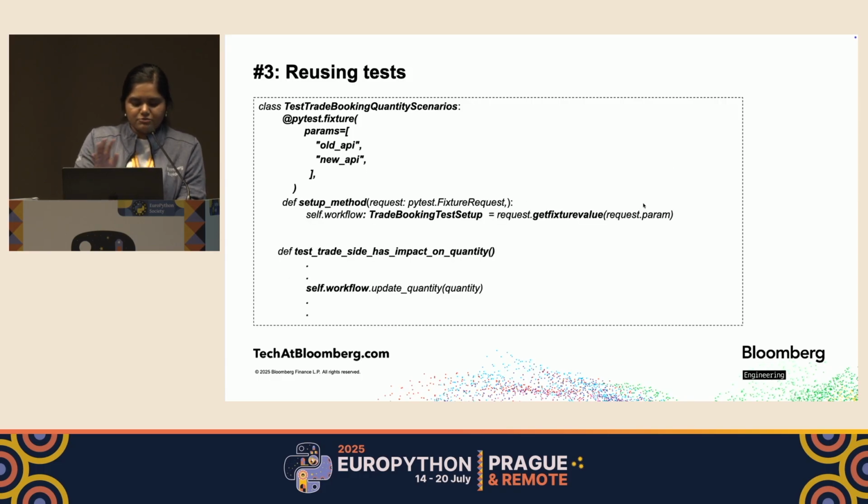Here, you can see the full view of the setup method function. So this one line is doing all the magic. It grabs the right fixture and sets it to the variable called self.workflow. So from this point onwards, the rest of the test code is going to only refer to self.workflow, and it does not really care which API it's interacting with.